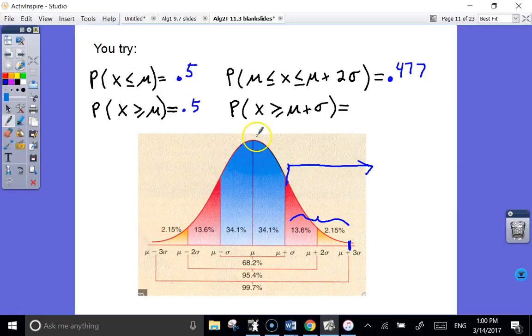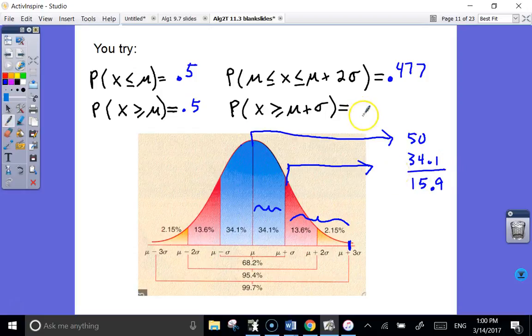Well, what did we just say? What is the probability of being from the mean to the right? And that's 50%. And then what is this little piece that's missing? 34.1. So if you subtract that, that's where you get 15.9. So for here, we'd say 0.159. That is the probability.